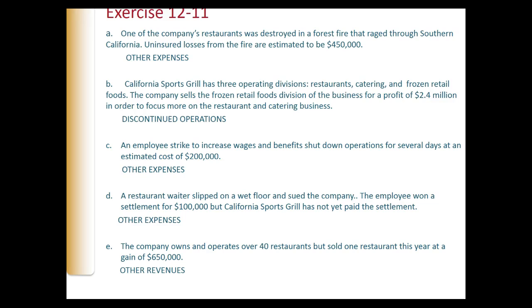B, California Sports Grill has 3 operating divisions: restaurants, catering, and frozen retail foods. The company sells the frozen retail division for a profit of $2.4 million in order to focus on the restaurant and catering business. That would be a discontinued operation.